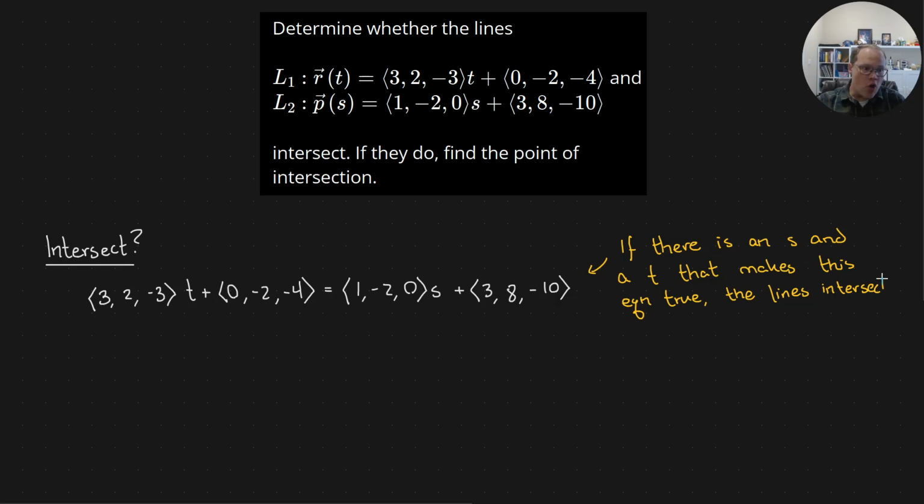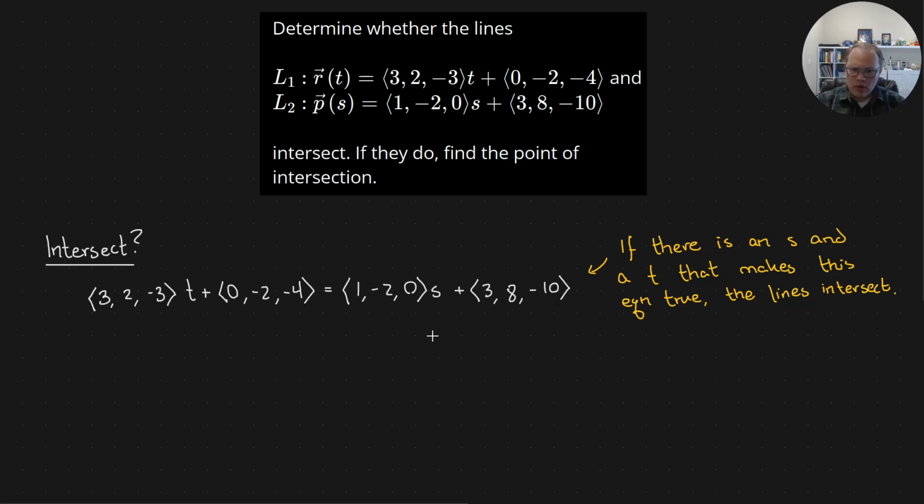If there is no s and t that makes this equation true, if they do not intersect, then we've already checked if they're parallel or equal, and we said no. That was the first thing we checked. So they're not parallel or equal. If they don't intersect, then the only remaining possibility is the two lines must be skew. They don't intersect, they're not parallel, they just go in completely different directions.